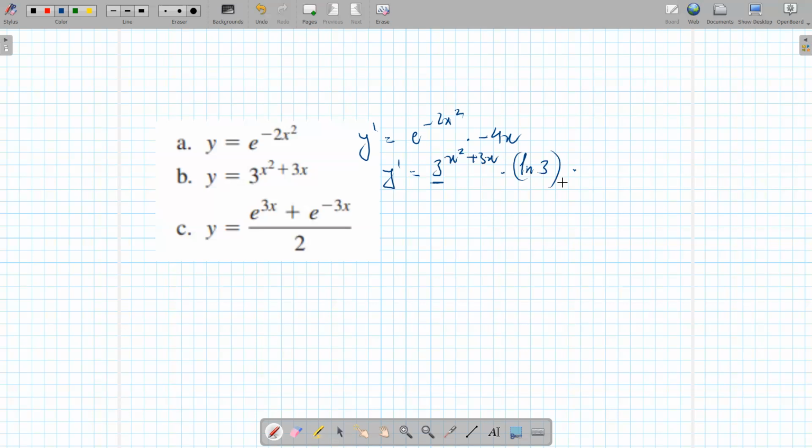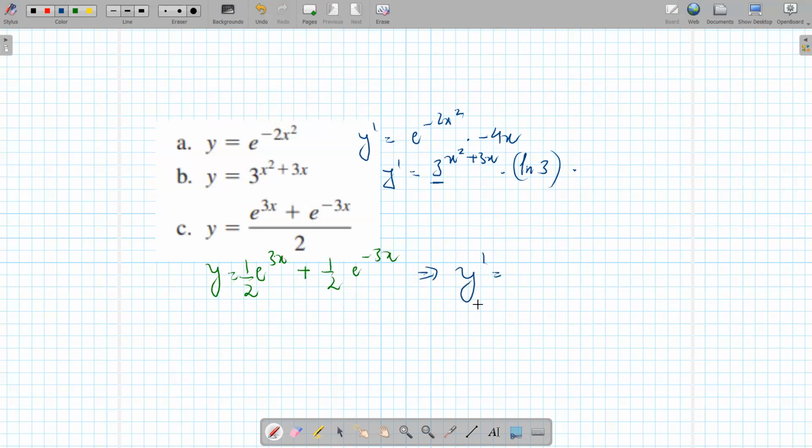What about the third? Third one looks a little bit weird, right? How would we approach the third one? There's multiple ways to do it. You could use the quotient rule, or because this is just a constant, we can just distribute this. We can rewrite this. This is not the derivative. This is just the first thing. We're going to rewrite this, just split it apart, because when we find the derivative, we can find it one term at a time. We don't have to use the quotient rule here.